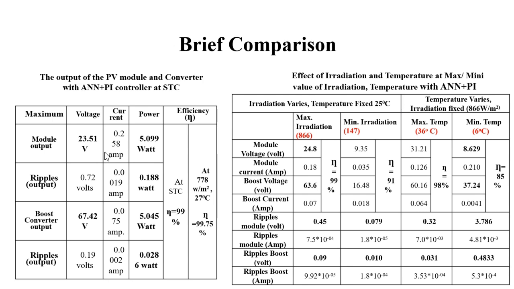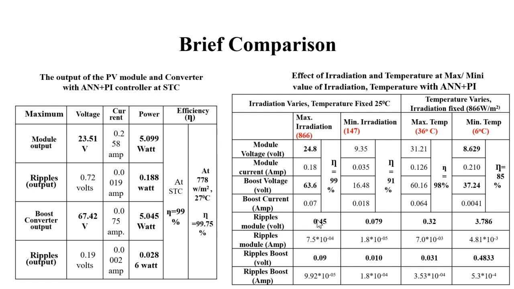A brief comparison has been done. In this we have considered the STC value with the voltage of 23 that was boosted with an efficiency of 99% at STC, that means 1000 watt and 25 degrees, the efficiency was 99%, and at 778 it was 27 degrees with an efficiency of 99.75. Now we have considered the effect when the irradiation has been varied and the temperature has been set to 25. The irradiation value has been taken at maximum and minimum to check the efficiency. For the maximum value of irradiation, the efficiency was 99%. For the minimum value of irradiation, the efficiency was 91%.